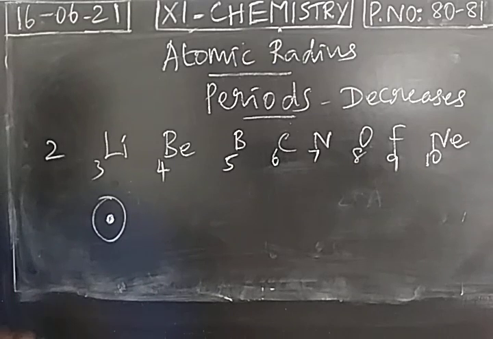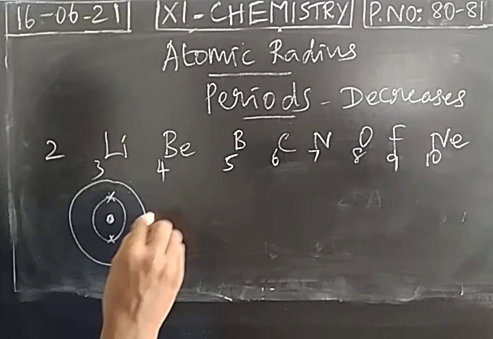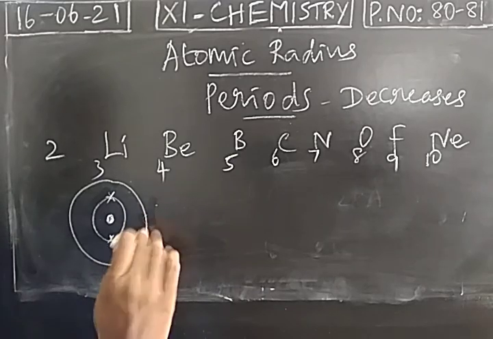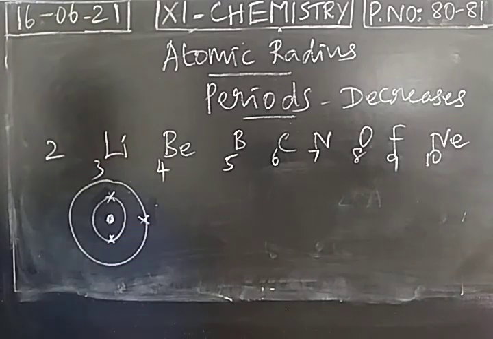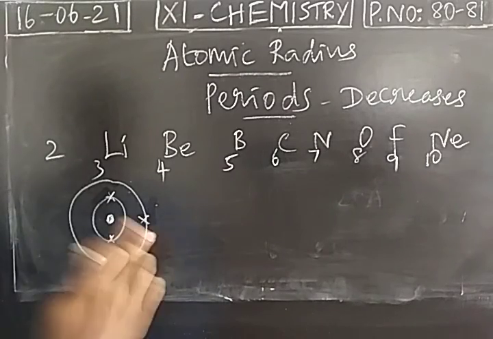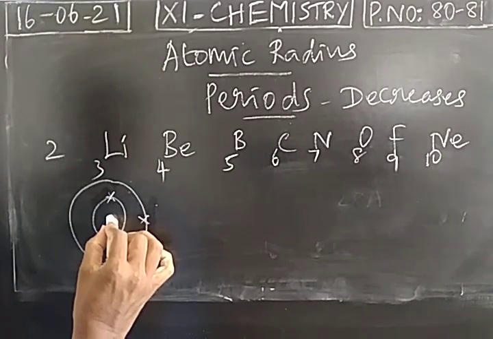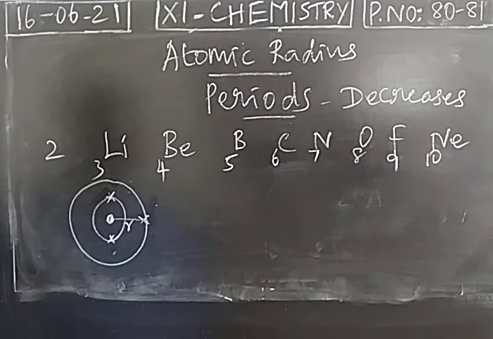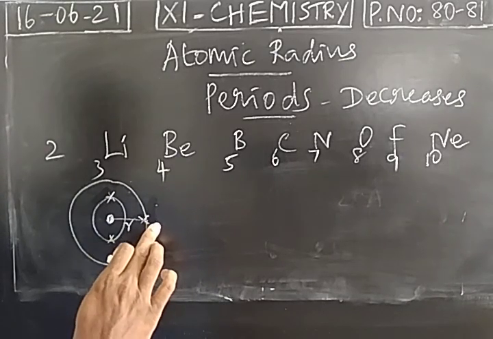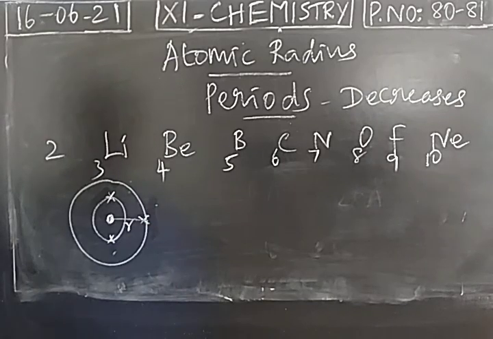When you consider lithium, 3 protons present inside the nucleus, 3 electrons present outside the nucleus, isn't it? Lithium has 3 electrons, 2 electrons present in the first shell, third electron is present in the second shell. Electronic configuration 1s2, 2s1. This is the atomic radius of lithium. This distance is what? Atomic radius. Distance between the center of the nucleus and the outermost shell of an electron in an atom. This distance is called atomic radius.